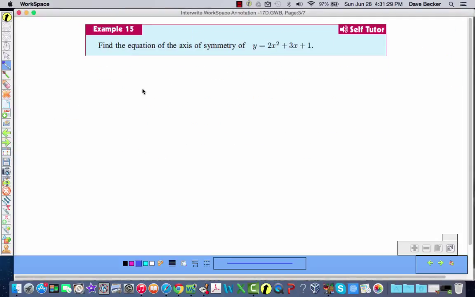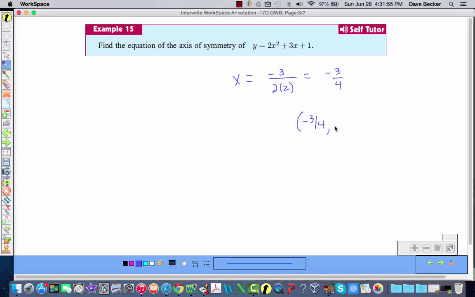And so let's find the equation of the axis of symmetry of y equals 2x squared plus 3x plus 1. Well, that's going to be x equals negative b, so that's negative 3 over 2a, 2 times 2. So that's going to be equal to negative 3/4. And guess what? That is the x-coordinate of the vertex.